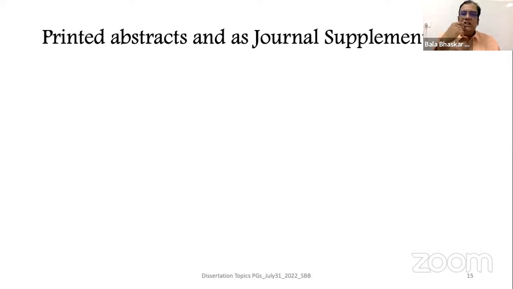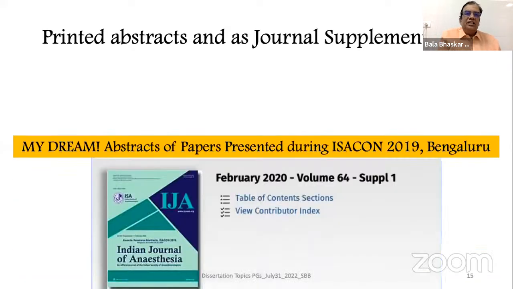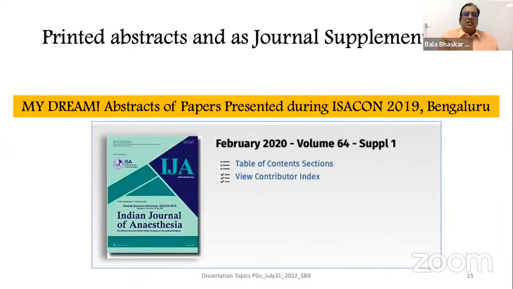But now we have gone a little bit beyond that. We have, for example, the Indian Journal of Anaesthesia. It was in about 2014, when I was editor, that we published the prize papers in our particular issue of the Indian Journal of Anaesthesia. But after some years of struggle, ultimately we were able to publish the abstracts of papers presented during ISACON 2019 as a separate supplement of the Indian Journal of Anaesthesia.